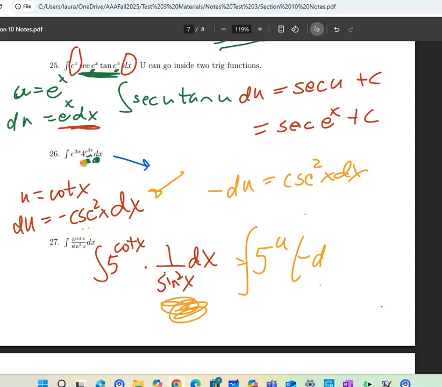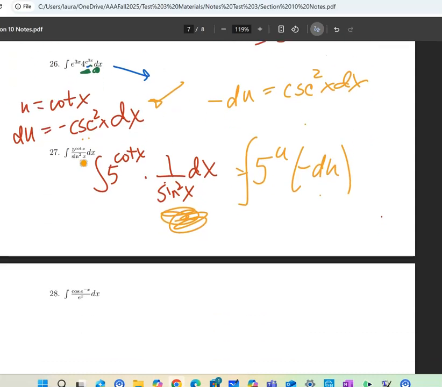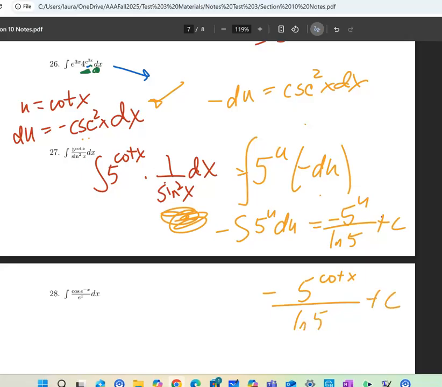So I put a negative du, pull the negative outside. You know the antiderivative of 5 to the u is 5 to the u over ln of 5 plus c. And then put the x's back in. So 5 to the cotangent x over ln of 5 plus c.